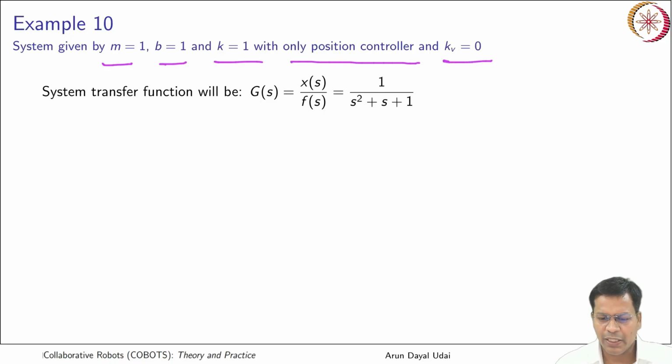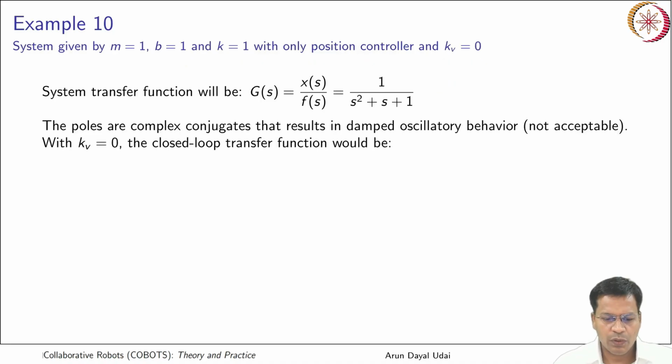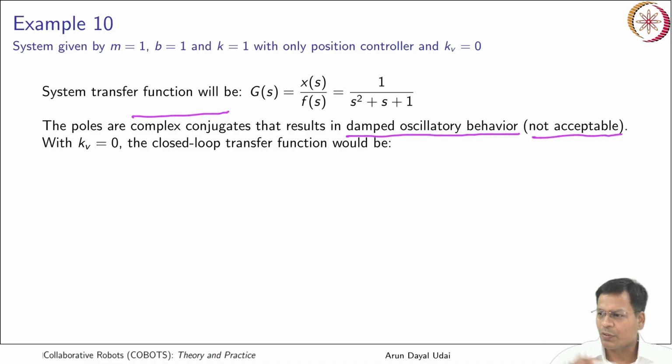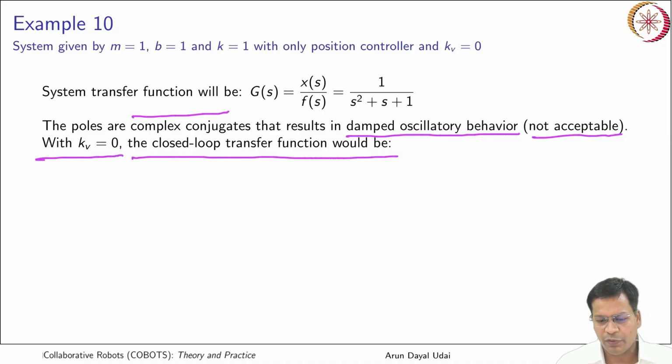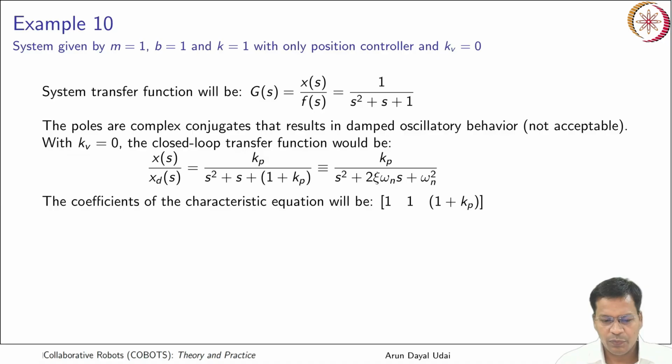Okay, so my system gain is like this, 1 by s square plus s plus 1. So now the poles are complex conjugates, you know that results in a damped oscillatory behavior. This is not at all acceptable in robotics, you know that. Your robot should not oscillate once it picks any load or it is going to pick a load.